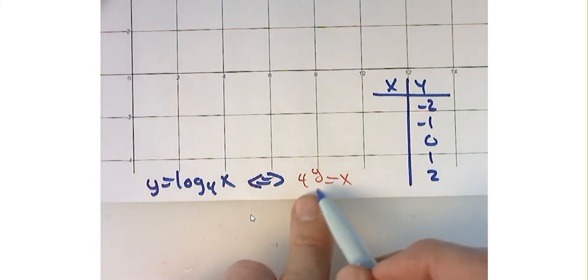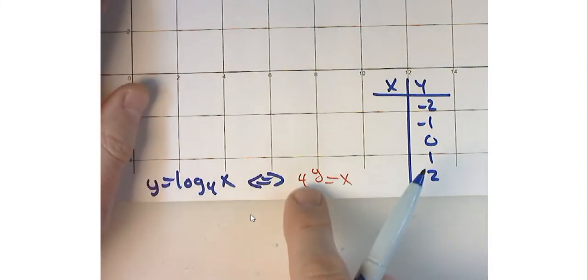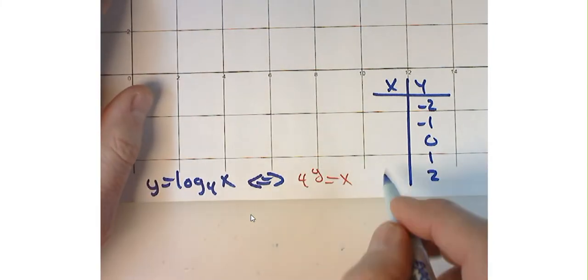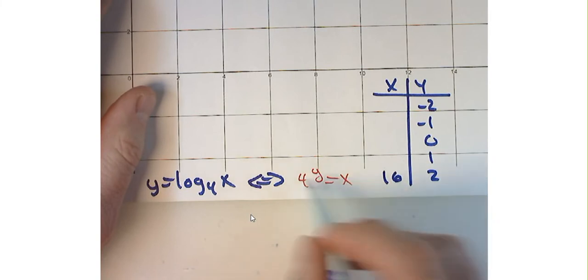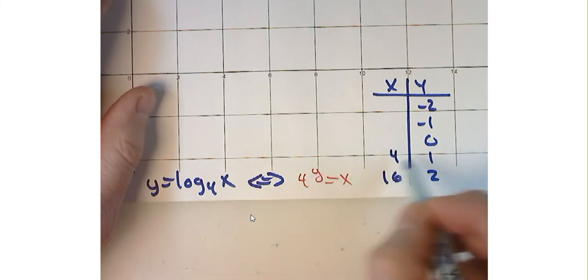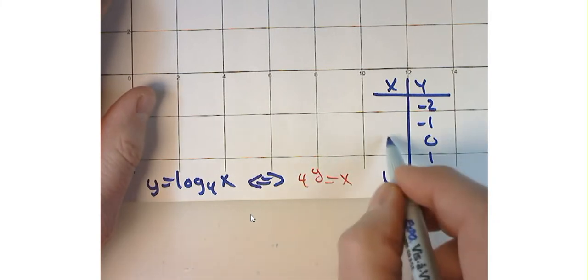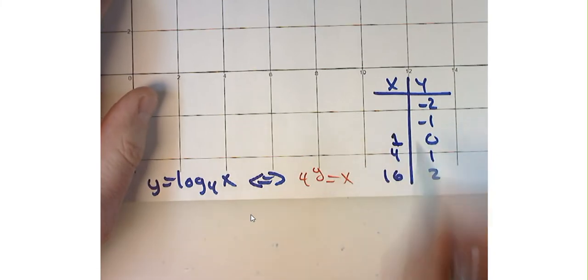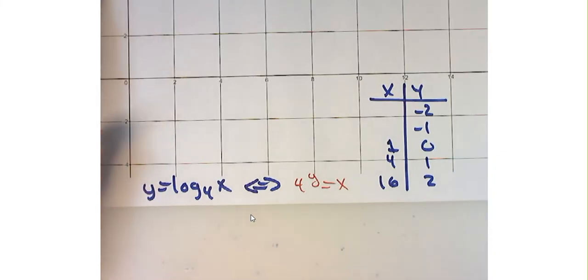Remember, you're putting in values for y. So 4 to the 2 power, 4 squared is 16. 4 to the 1 power is 4. 4 to the 0 power is 1. We could fill in our graph. I might not graph the top point. See if you can't fill in these last 2 here for me.